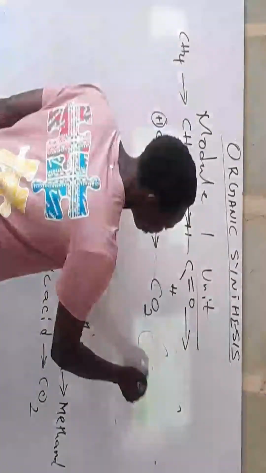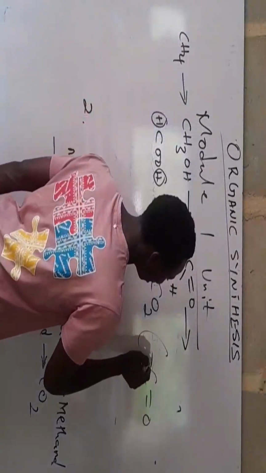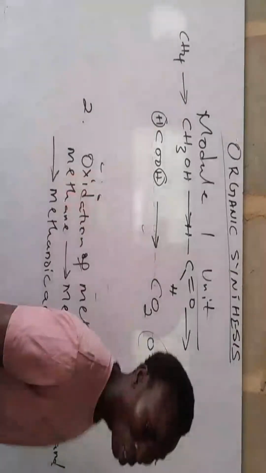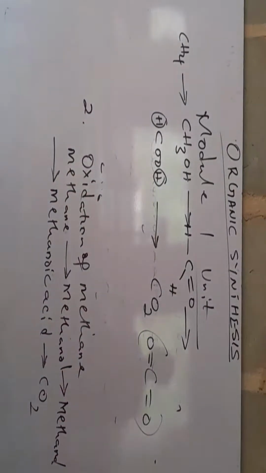In the CO2 that we are seeing here, you can see that oxygen now combines with carbon without the presence of hydrogen in this compound. This is another form of oxidation reaction that you can be asked to write the sequence of.